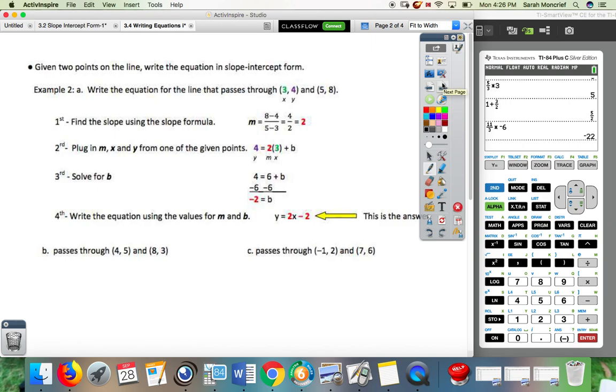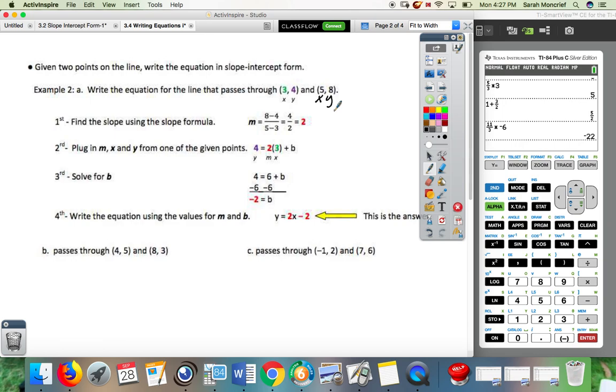All right, so looking at example 2. Example 2 says, given 2 points on a line, write the equation in slope-intercept form. So this time we were just given 2 points. It says write the equation for the line that passes through (3, 4) and (5, 8). Now (3, 4) has x and y written under it to tell us which one's x and which one's y. Let's do the same thing for (5, 8). 5 is our x and 8 is our y.